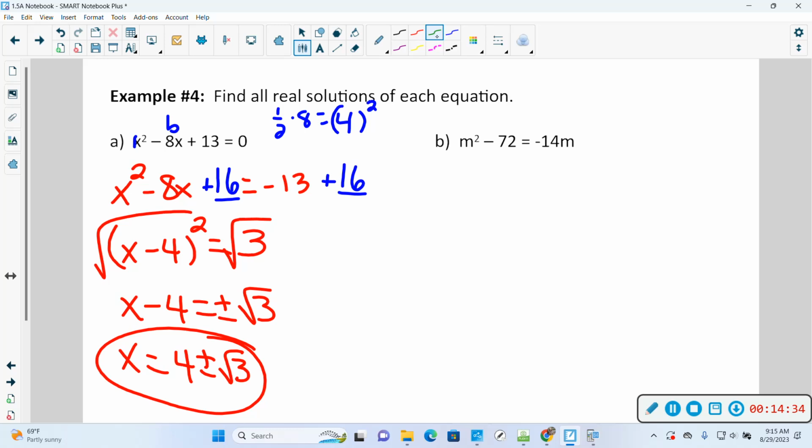First thing I'm going to do, let's just add 14m over. I'm going to put that in the middle. All right. So the nice thing about this one, of course, is the lead coefficient is a 1. I don't have to worry about that. Now, I could factor this even, but we're not factoring. I know there are numbers that multiply to negative 72 and add to 14, but they want completing the square. So that's what I'm going to do. I'm going to move 72 over.